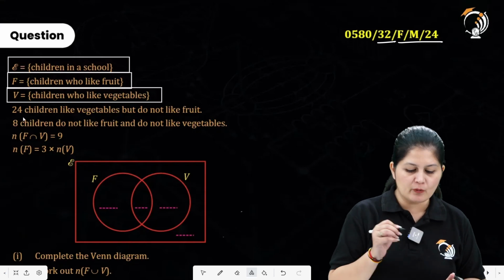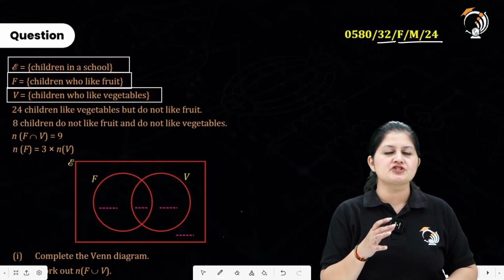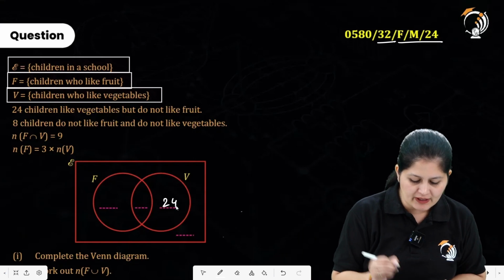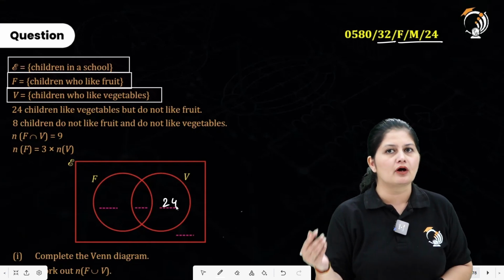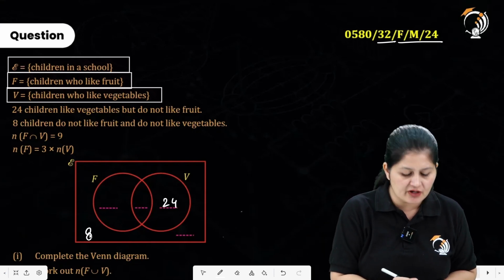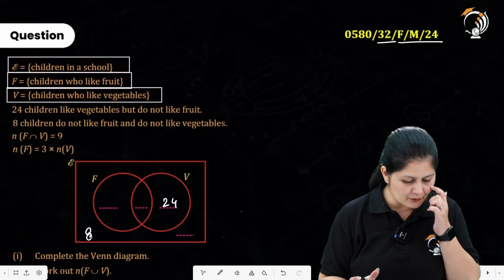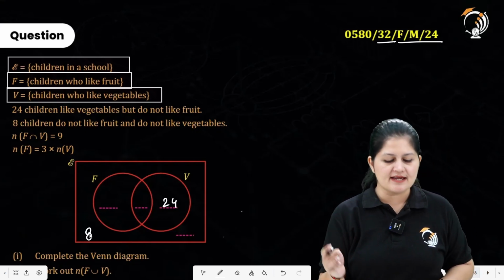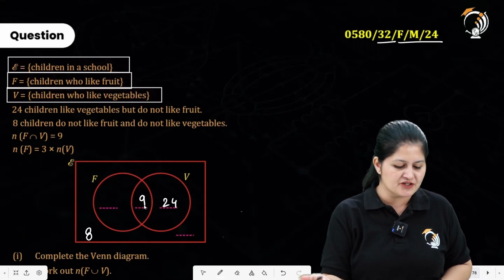24 children like vegetables but do not like fruit, right? So there are 24 children who like only vegetables. That means we are going to have 24 here. 8 children do not like fruit and do not like vegetables. That means there are 8 children who do not like any of the things here. Further, the number of elements in F intersection V is equal to 9. So that means we are going to have 9 children here.